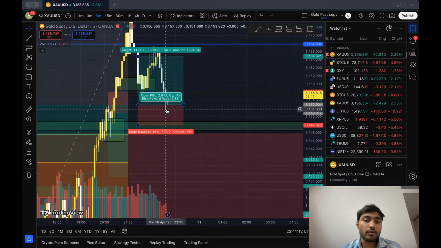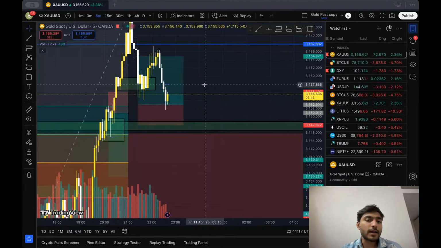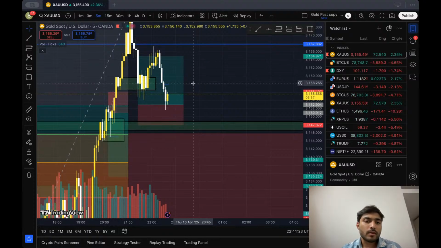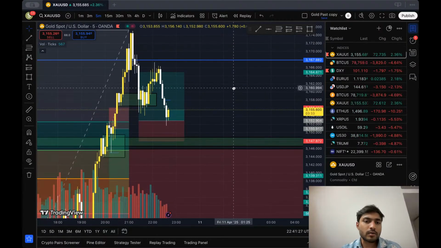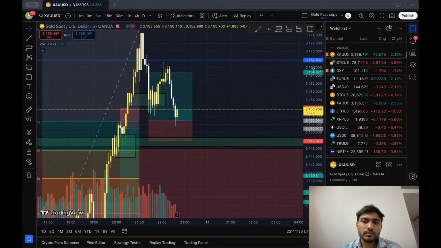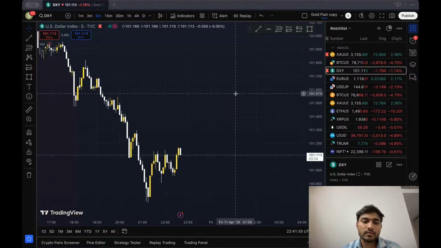Or now the candle which we are in, if it's an engulfing candle, then that could be a good level as well, a good confirmation. Let's wait for the risk-free level. Then we could be risk-free at that point. Let's see DXY as well.